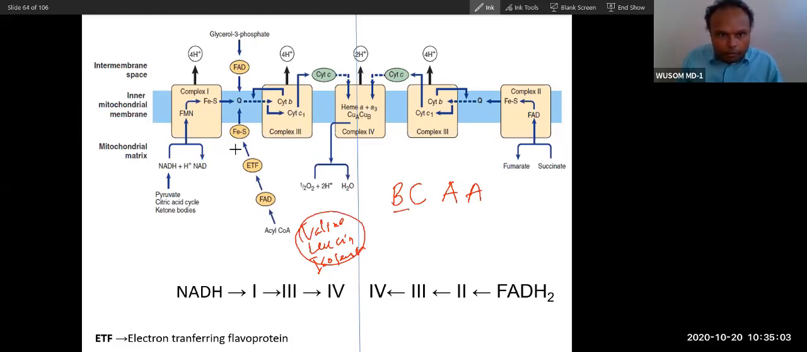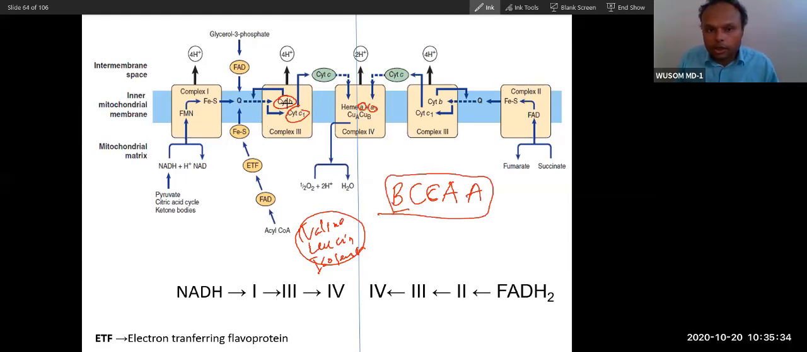You can see complex 1 and complex 2 do not have any cytochrome. Cytochromes start in complex 3 only. So you can see complex 3 has b and then c1, c, and complex 4 has a, a3. So B, C, AA. If you remember this, you can remember the sequence of the cytochromes.